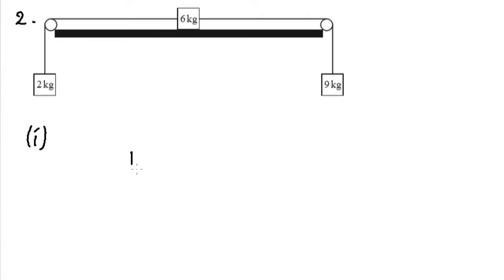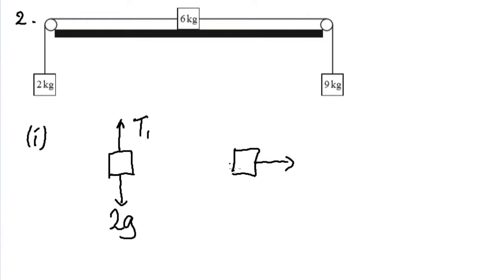So for the 2 kilogram mass, we have a force going upwards and a force going downwards. The downward force is its weight, so that is mg or 2g. And going up is a tension, let's call it T1 for now. For the 6 kilogram mass, we have again a block. There's some force going to the right and some force going to the left. And also there is mg going down and r, the normal reaction force, going up, and therefore this 6 kilogram mass doesn't just fall straight through the table.